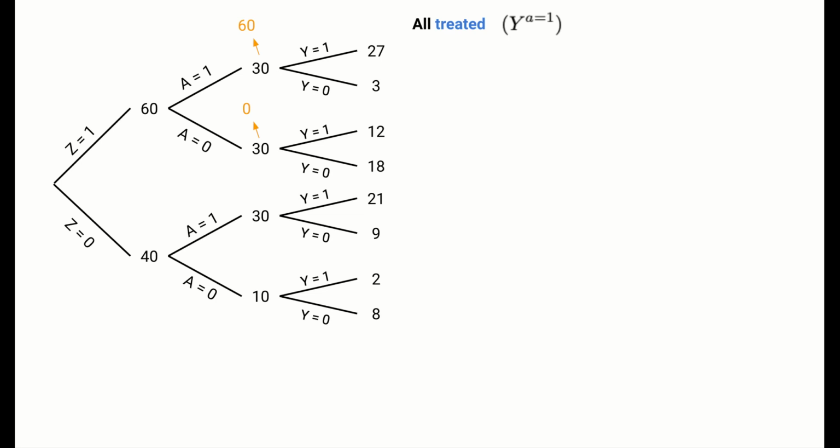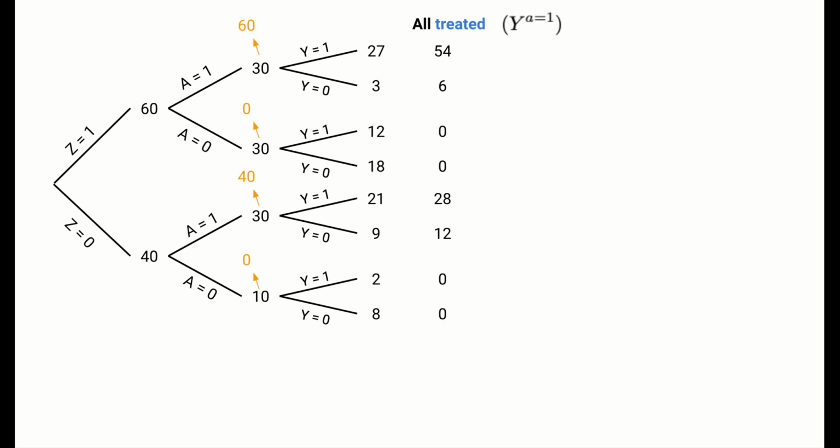This means that in the Z equals 1 subset, all 60 people will be receiving treatment, removing the 30 untreated to be treated. And within the Z equals 0 subset, all 40 people will be receiving treatment, removing the 10 untreated to be treated. Because among the Z equals 1 treated, there was a 90% success rate, that 90% should still hold for the additional 30 that have been added. So among these 60 treated, 54 should have a success outcome and 6 should have a failure.